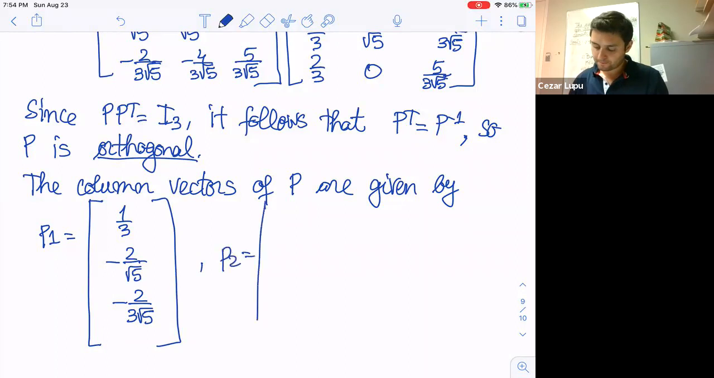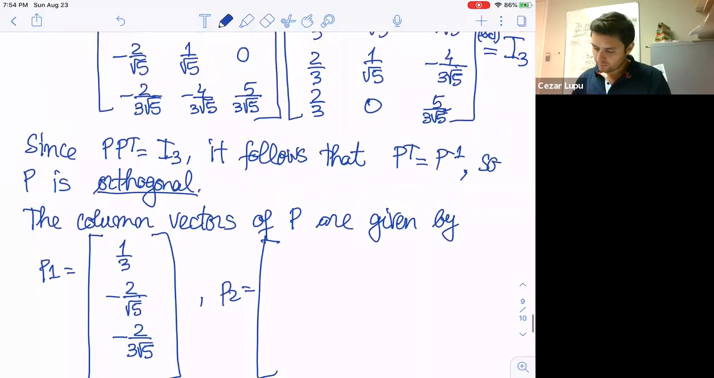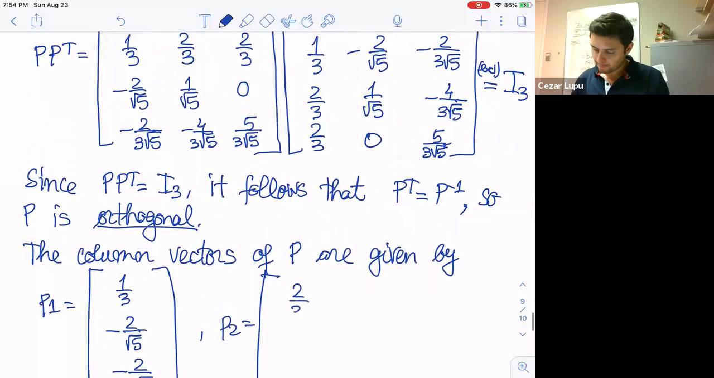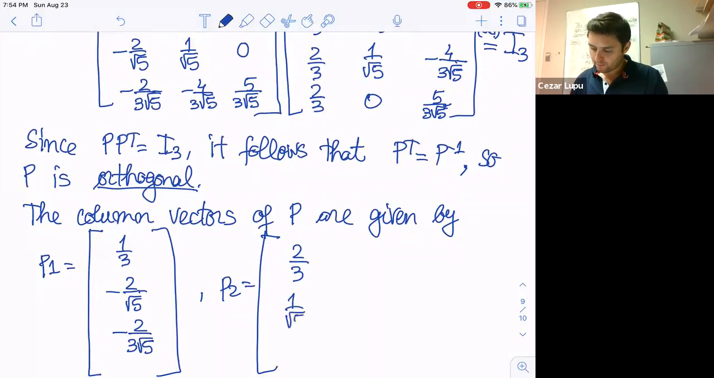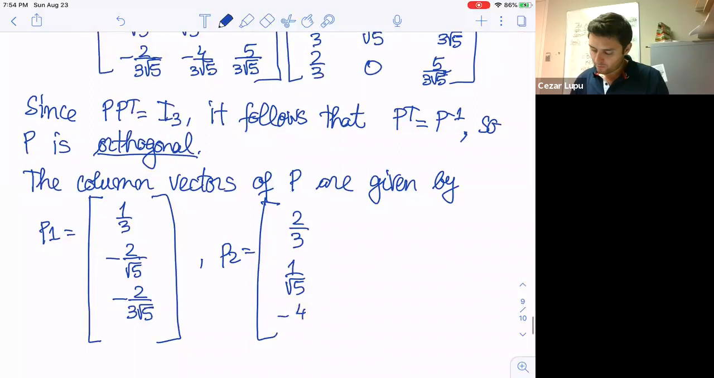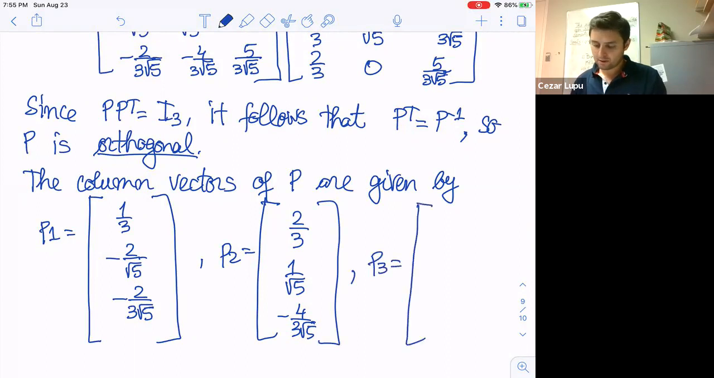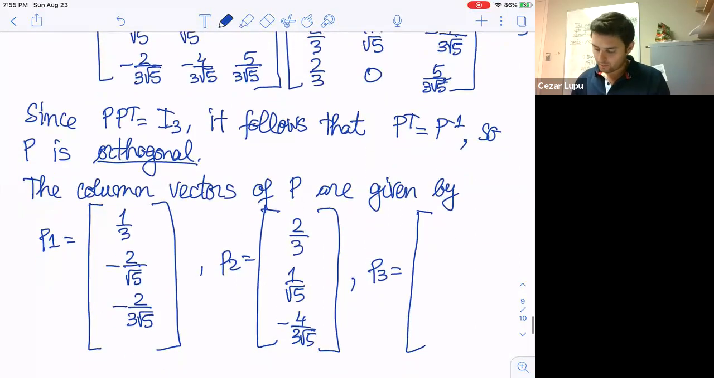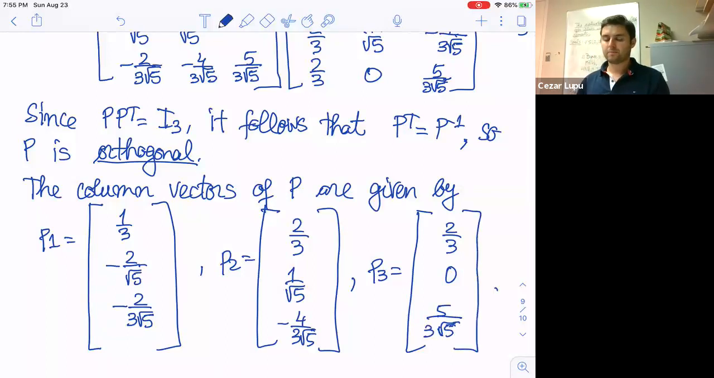P2 will be 2/3, 1/√5, -4/3√5. And the last one, P3, will be nothing else than just 2/3, 0, and 5/3√5. All right, beautiful. So these are the three column vectors of my matrix P.